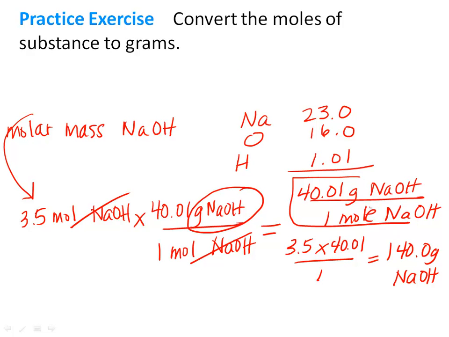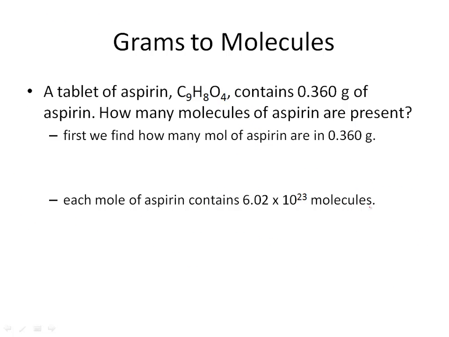So now we should all be able to convert from moles to grams and grams to moles, right? So really quickly, I want to go over converting from grams to molecules. If we have a tablet of aspirin, which is C9H8O4, and it contains 0.36 grams of aspirin, how many molecules of aspirin are present? Okay, so the first thing we need to do is find how many moles of aspirin are in 0.360 grams. So we need to convert from grams to moles.